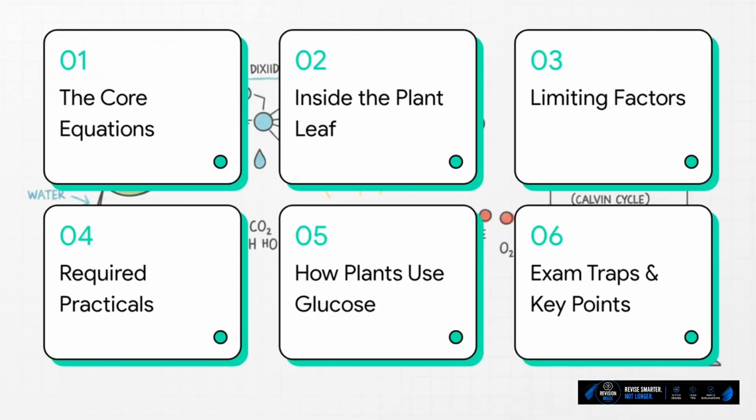So here's our game plan. We're going to start with the core equations, peek inside a plant leaf, and figure out what actually slows this process down. Then we'll look at the required practicals, see how plants use their newly made glucose, and finish up with some classic exam traps to make sure you get those top marks.